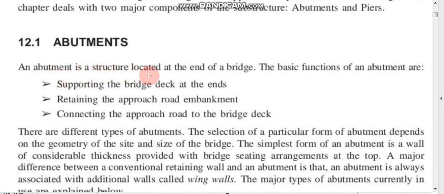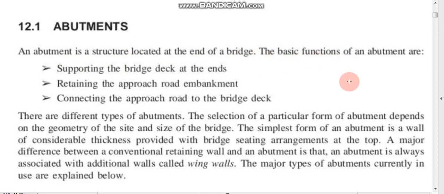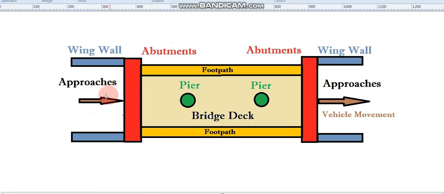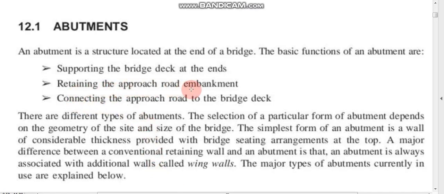An abutment is a structure located at the end of the bridge, and the basic functions of the abutments are supporting the bridge deck at the ends, retaining the approach road embankment, and connecting the approach road to the bridge. Supporting this embankment is the main function of the abutment. Again, connecting these approaches to the main portion of the bridge, and retaining the approach and supporting the bridge. These are the main functions of the abutment.